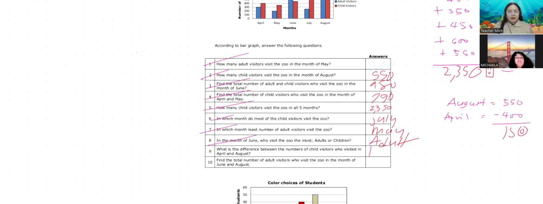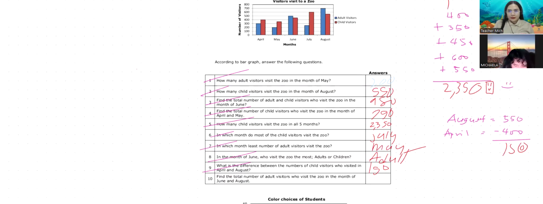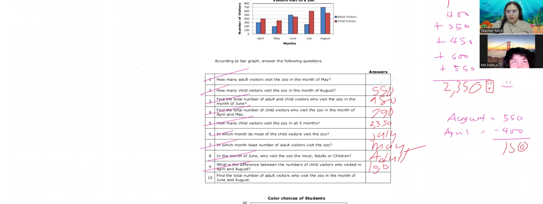How about number 10? Find the total number of adult visitors who visit the zoo in the month of June and August. If that is total, what operation should we use? Addition. And what are the months that we need to add? June and August. Is it for child or adult visitors? Adult. Okay, now, how many adult visitors are there in the month of June? 500. Okay, very good. That's 500.